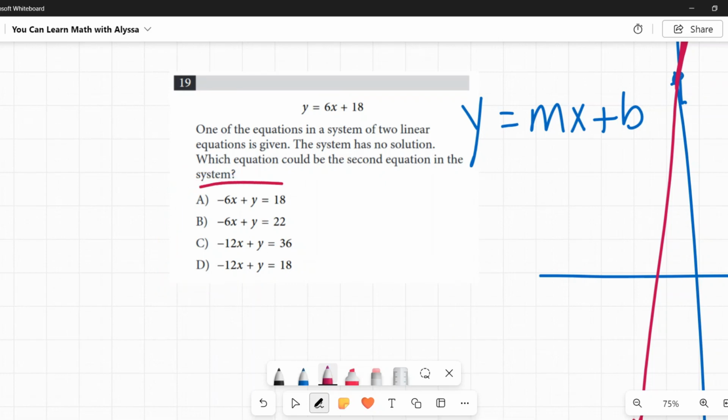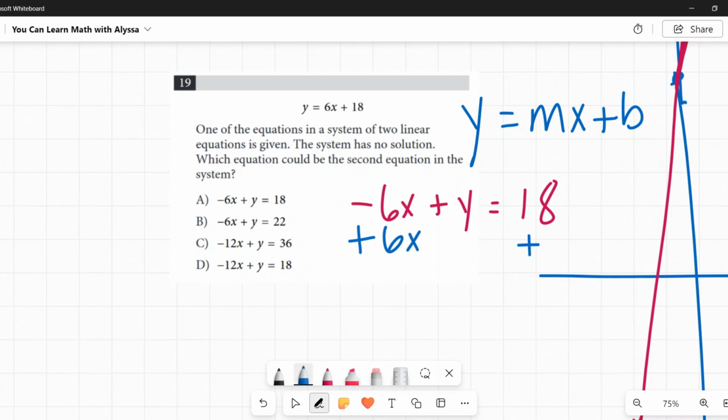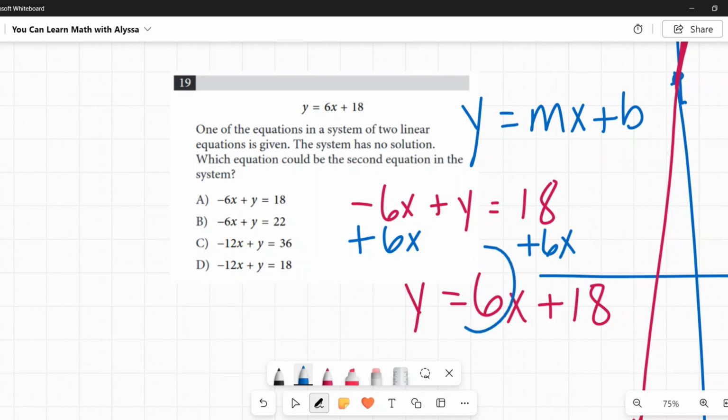So let's look at our first one, negative 6x plus y equals 18. To get the y by itself to be in this slope-intercept format, we want to get rid of that 6x. We want to move it to the right, so we're going to add 6x to both sides. So I'm going to have that y left by itself on the left, and on the right, we have 6x plus 18. And this is where you need to be careful, because if you're doing this quickly, and you look and you go, hey, 6, slope of 6, done. A is my answer. Is it though?